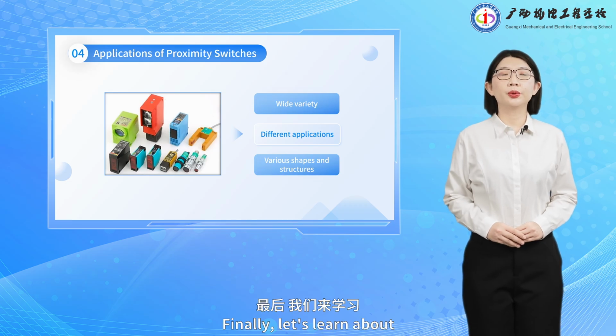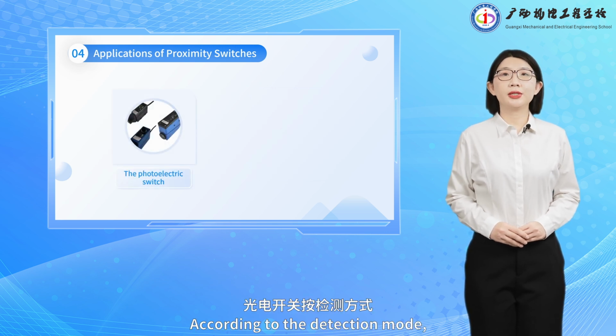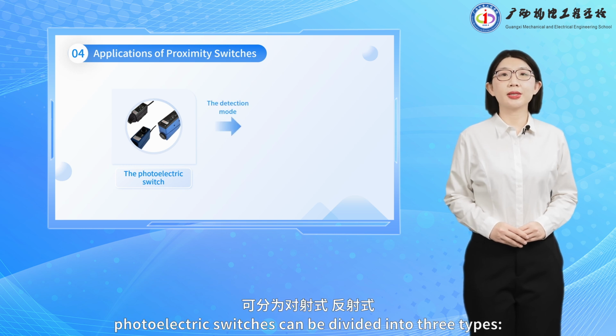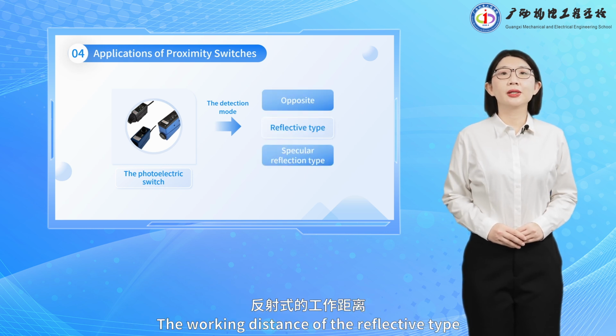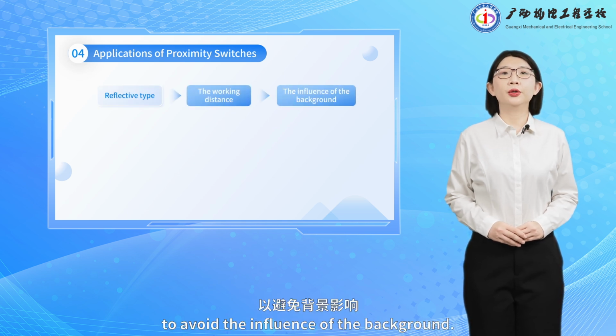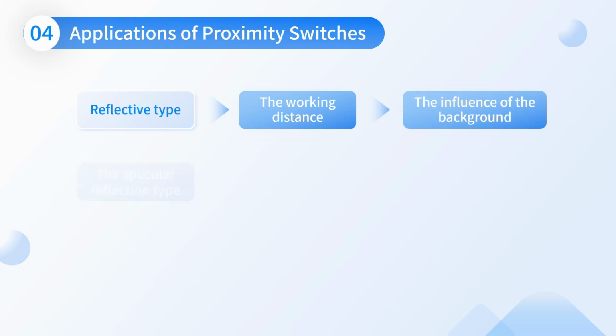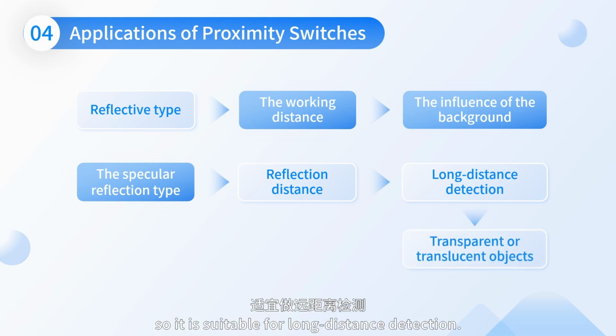Finally, let's learn about the types of proximity switches. According to the detection mode, photoelectric switches can be divided into three types: opposite, reflective type, and specular reflection type. The working distance of the reflective type is limited to the intersection point of the beam to avoid the influence of the background. The specular reflection type has a long reflection distance, so it is suitable for long-distance detection. Additionally, it can be also used for detecting transparent or translucent objects.